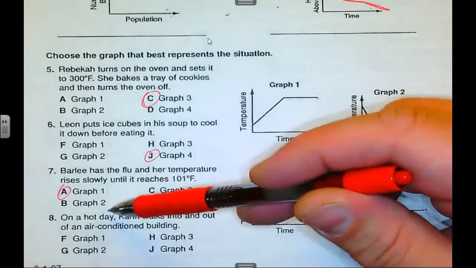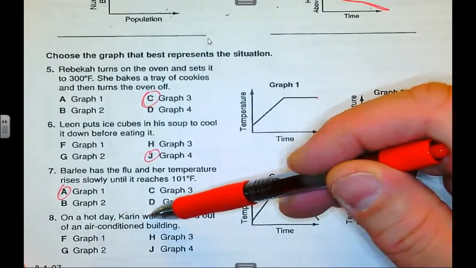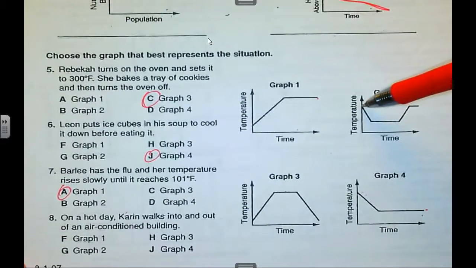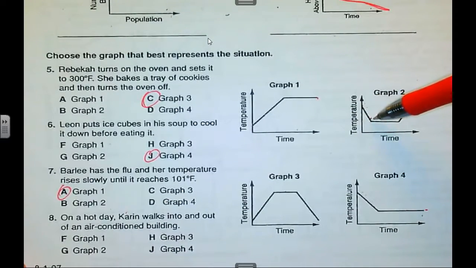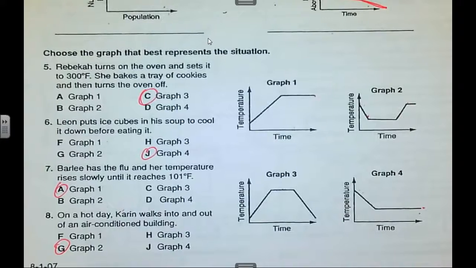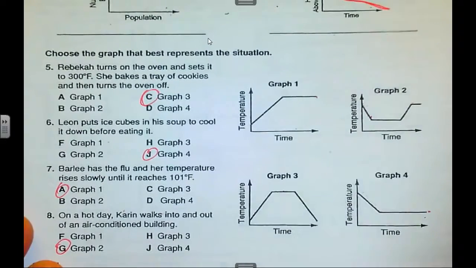Okay, on a hot day, Karen walks in and out of an air-conditioned building. So it's hot, she cools down, spends some time in air conditioning, then she goes back outside. So it's going to be graph 2. Like I said, pretty sure it was going to be graph 2. You're welcome.